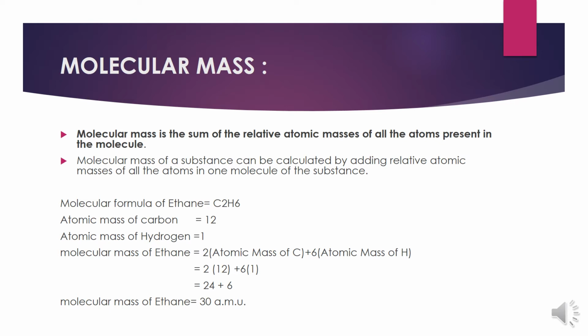So 2 atoms of carbon into atomic mass of carbon. Clear? Plus 6 atoms of hydrogen into atomic mass of hydrogen. 12 into 2, 24 and 6 into 1, 6. So just add it. It becomes 30 AMU, atomic mass unit.